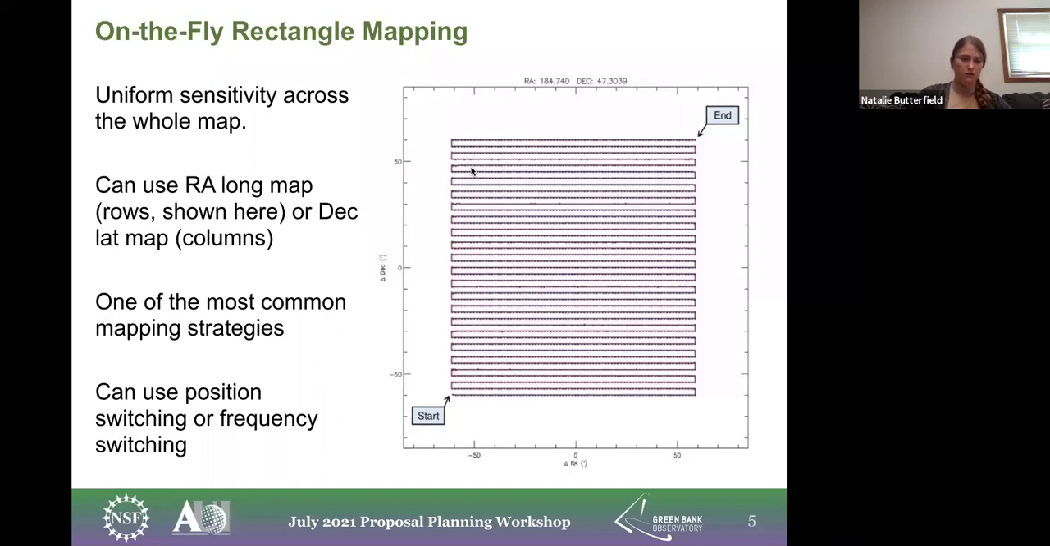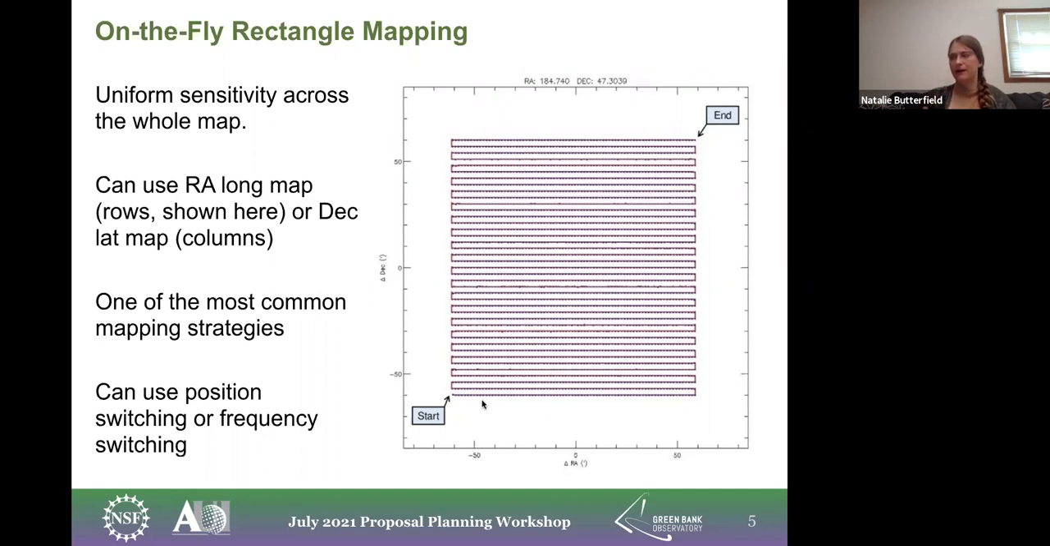If you're doing this type of mapping strategy, you can do both position switching or frequency switching. Now, if you're doing position switching, there's two different types of options that you have. One, if you're a little bit more experienced or familiar with the GBT, you can use some of the edge scans or end scans as your off position, especially if it's located well away from your sources, as almost an off reference signal or reference position. Or you can do what's known as an RA long map with reference or a DEC lat map with reference.